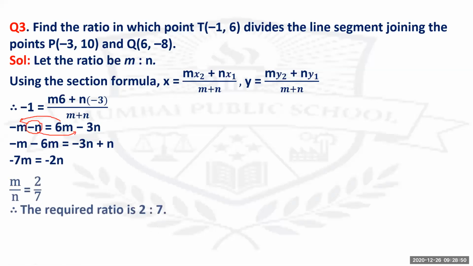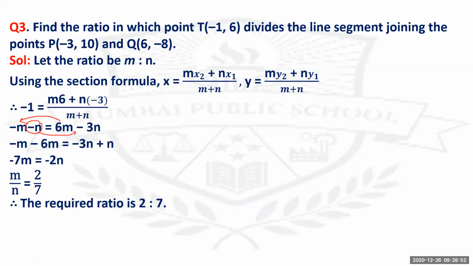minus 3n plus n equals to minus 2n. So what you will do is you'll keep m n on one side, all the constants on the other side, all the coefficients on one side you'll take. You'll get m upon n equals to 2 upon 7. Now the fraction is the ratio. So therefore, the required ratio is 2 is to 7.